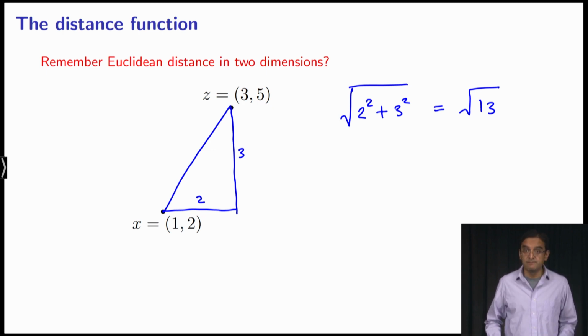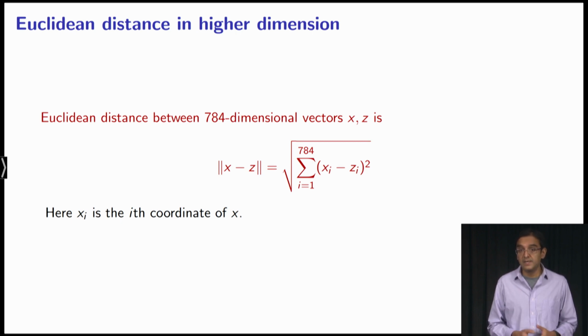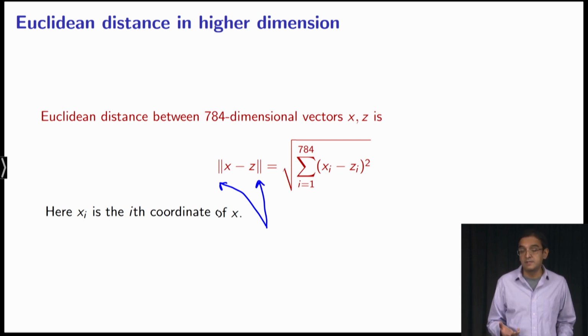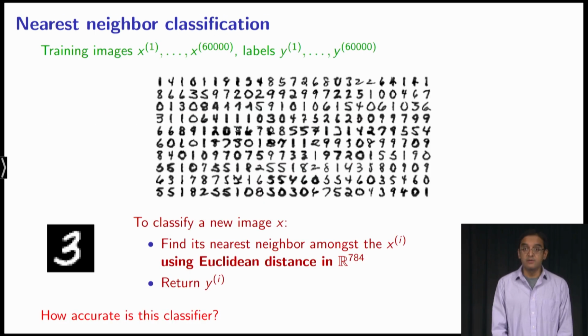Now that's in 2 dimensions, but in higher dimensions, the formula is pretty much the same. To figure out the distance between x and z, we simply look at how much x and z differ on each individual coordinate. We square these numbers, add them up, and then take the square root of the whole thing. That's Euclidean distance. We will write it using these double bars. This notation will always denote Euclidean distance unless we specifically say something different. Okay? Good. So now we can put nearest neighbor to work.